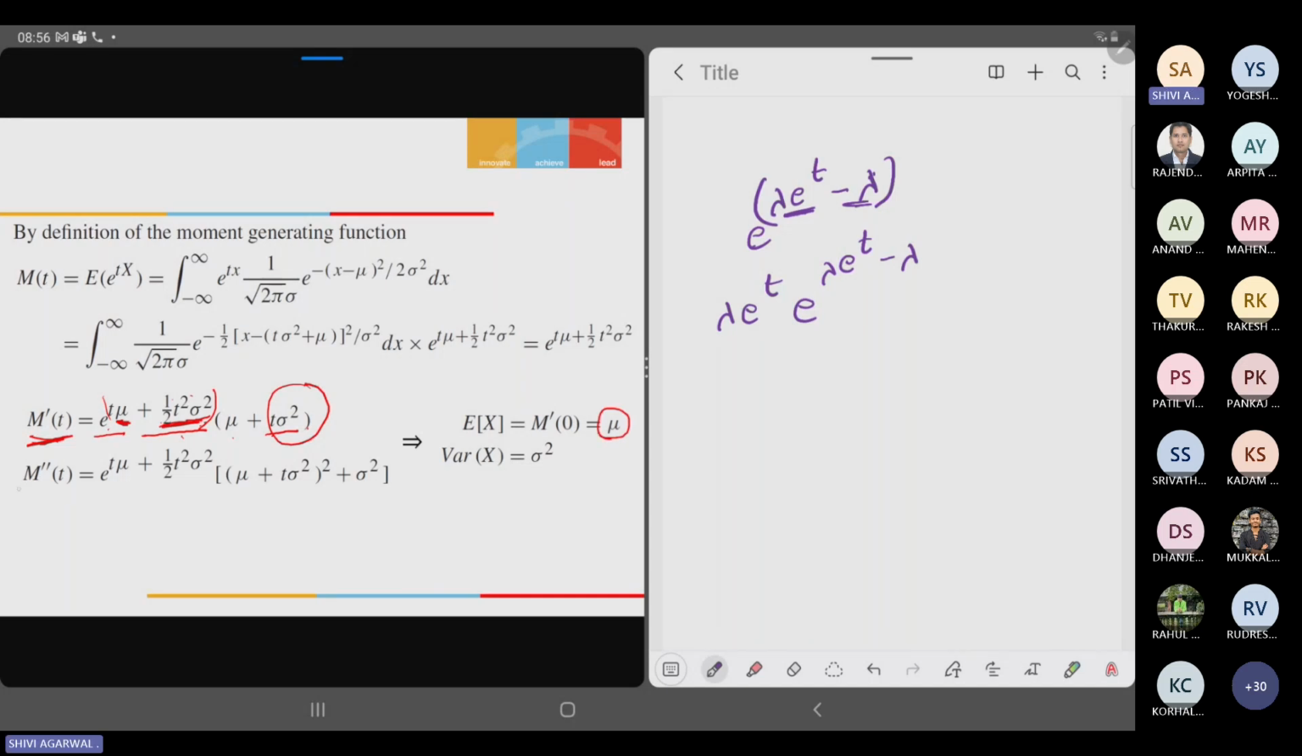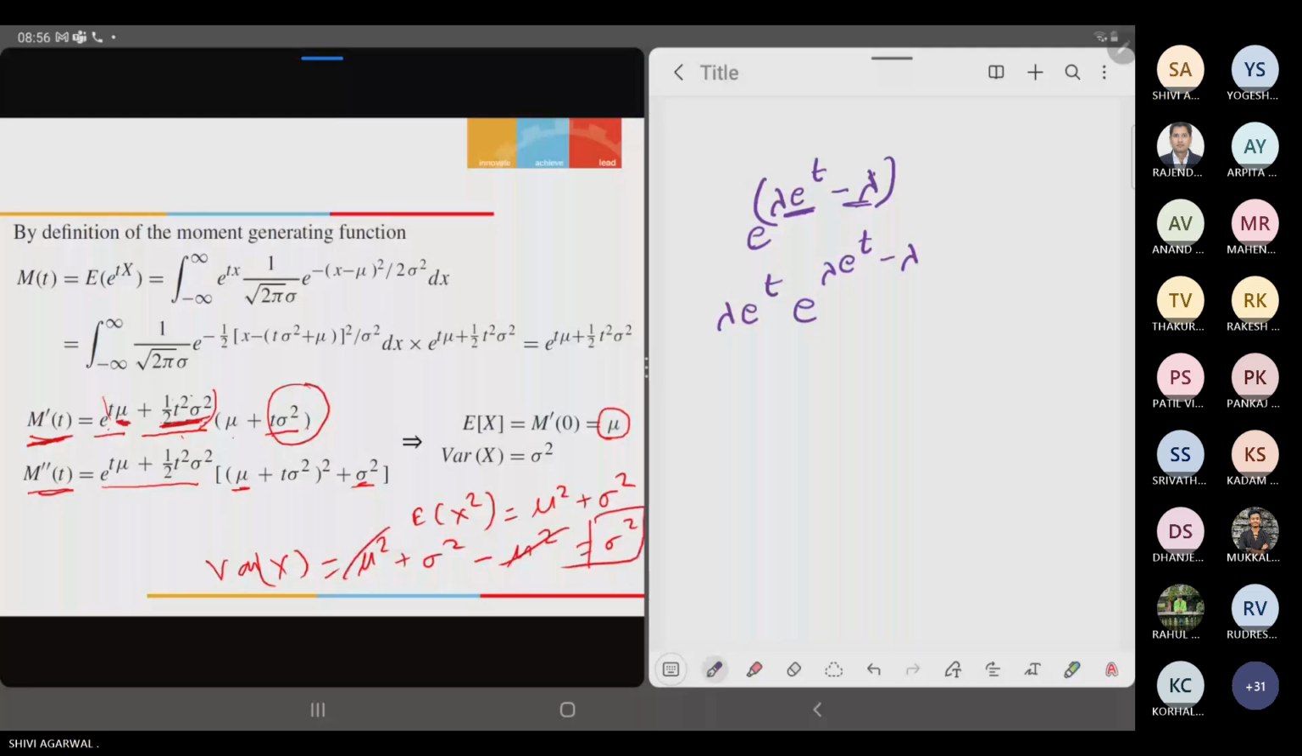Similarly, we differentiate it twice and put t is equal to 0. If we put t is equal to 0, that becomes 1. So this becomes mu square plus sigma square. So the expected value of x square is equal to mu square plus sigma square, and the variance of x is equal to mu square plus sigma square minus mu square. So mu square cancels out, and that is sigma square.